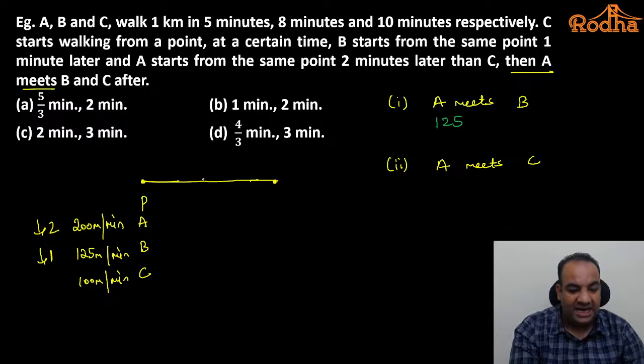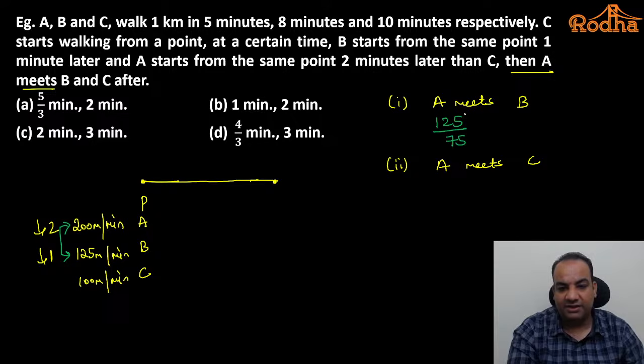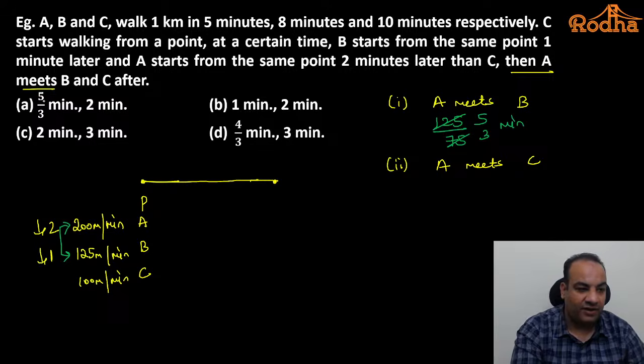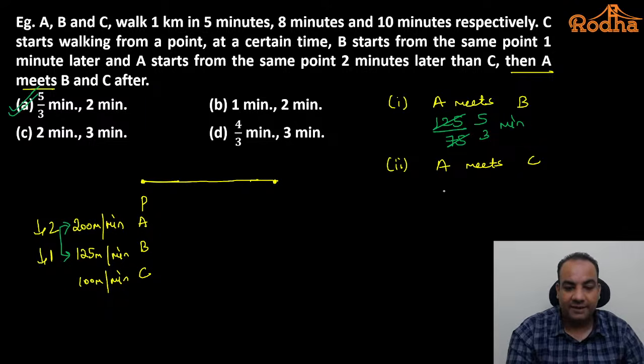अब जब बी ने 125 कवर कर लिया होगा तो ए को बी से मिलने के लिए 125 मीटर एक्स्ट्रा कवर करना होगा, and the relative speed is 75. So time taken would be 125 by 75, which is 5 by 3 minutes. So A will meet B after 5 by 3 minutes. अगर ऑप्शन देखो A की ऑप्शन है तो 5 by 3 से शुरू हो रही, so वही आंसर. But we'll check for the second part also.